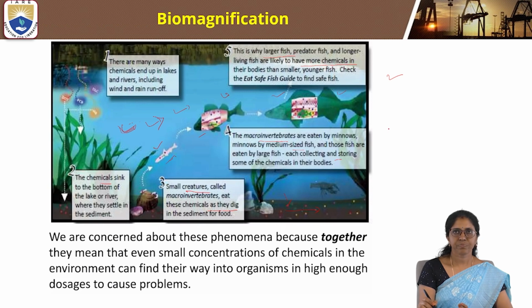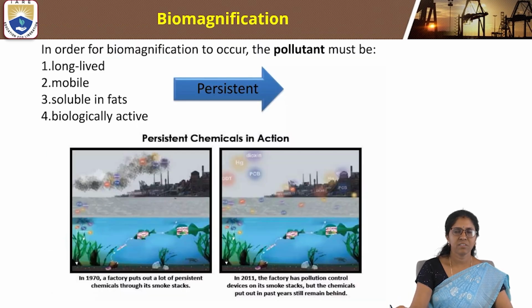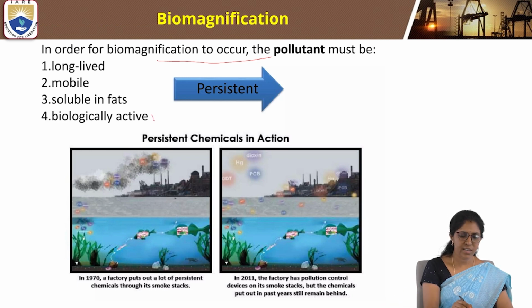So this is biomagnification in the lakes. We are concerned about this phenomenon because together they mean that even a small concentration of chemicals in the environment can find its way into organisms in high enough dosages to cause problems for predators. In order for biomagnification to occur, the pollutant must be long-lived, it must be mobile, and it must be soluble in fats and biologically active.